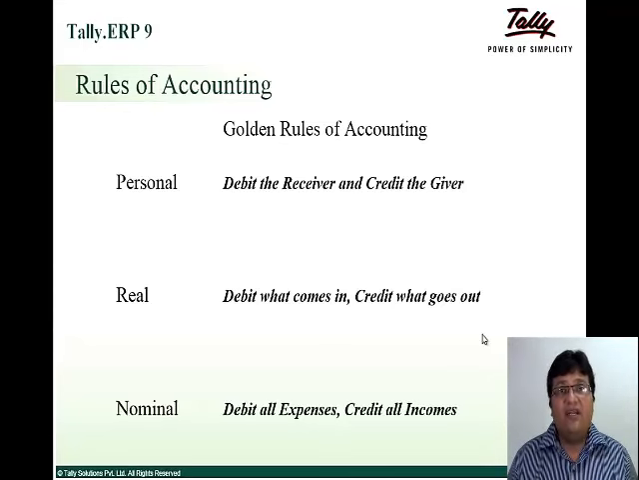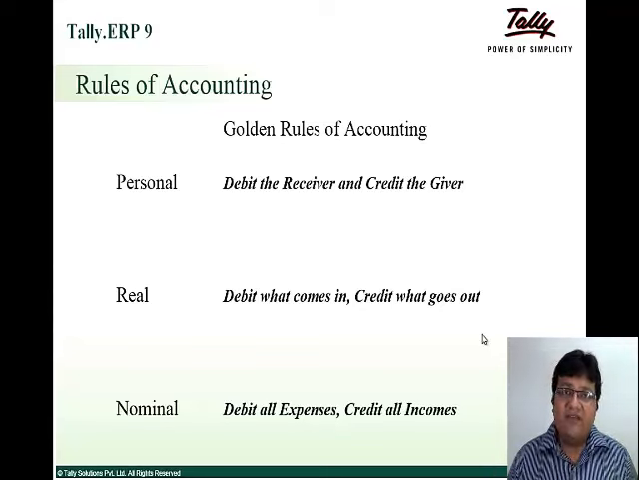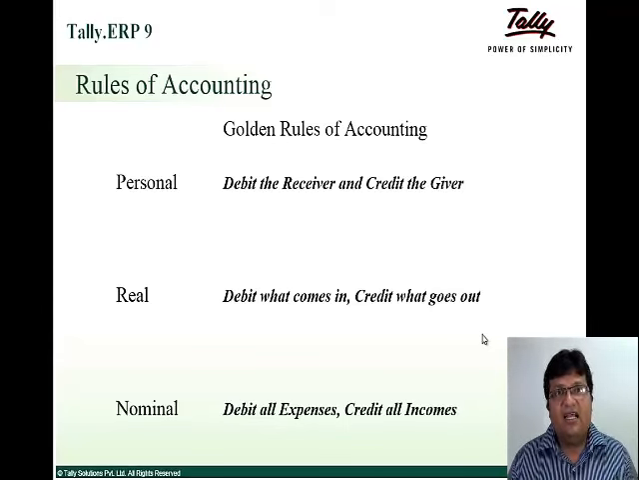Okay. Now let's take an example when I am dealing with a party and I am going to pay cash to him. So what is happening with the cash? Cash is an asset, a current asset for me. The cash, being a real account, will follow the rule of real account. That is, since cash is going out of the business, I will credit the cash. So the rule for real account is debit what comes in, credit what goes out.